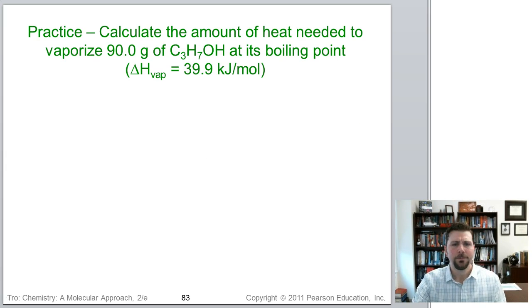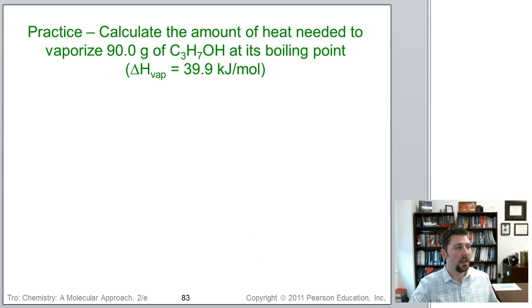Alright, let's try another one. Calculate the amount of heat needed to vaporize 90 grams of C3H7OH at its boiling point. The delta H of vaporization is 39.9 kilojoules per mole. So here I have kilojoules per mole, and I want to find the amount of heat needed. So I'm going to start with the mass, convert mass to moles, relate moles to kilojoules through the delta H of vaporization, or delta H vap.